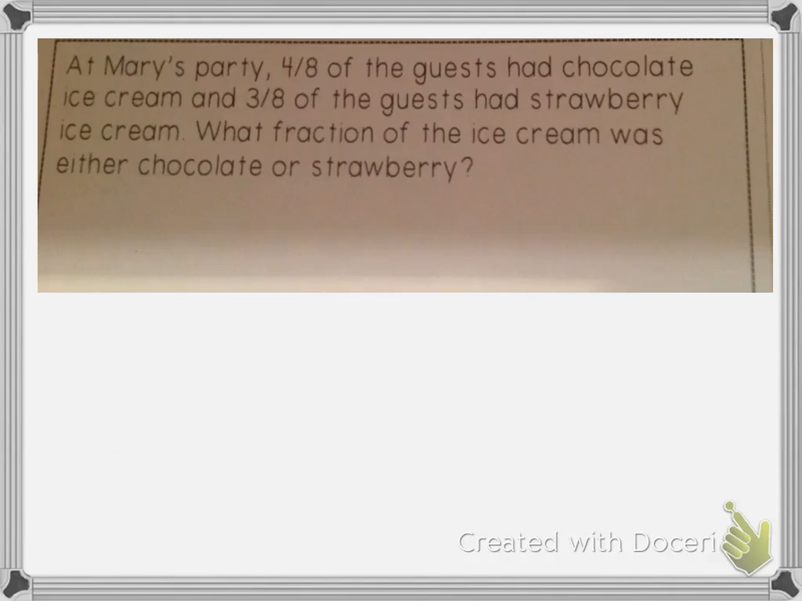So the first thing that I always like to do is circle my numbers that are important. So we have some fractions, 4/8 and 3/8. So notice the fractions written with a slash. Might be helpful to rewrite those fractions. So we have 4/8 and 3/8.